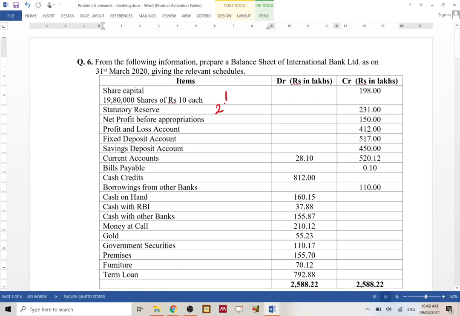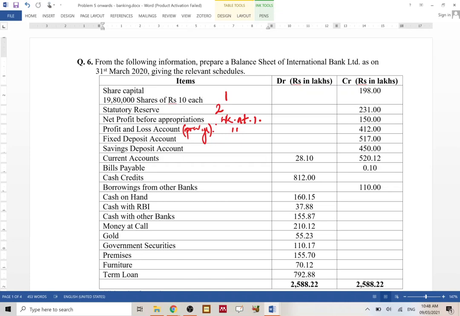We have net profit before appropriations. That means it's the profit of the current year, but before showing the appropriations. So we will put this in a working note and we will calculate what is the profit left after appropriation. Fine. Same way, the profit and loss account will also go in a working note wherein we will calculate previous year's profit. Know that this is the previous year's. Alright, so we will accordingly add up both of these and then see what is the total profit that we get and accordingly use it for appropriations.